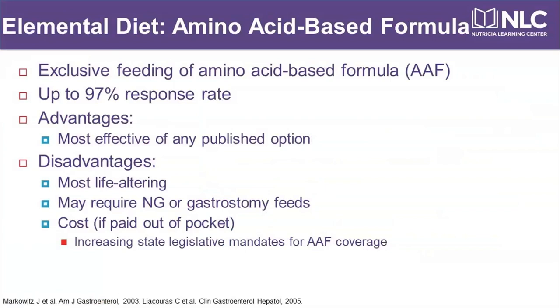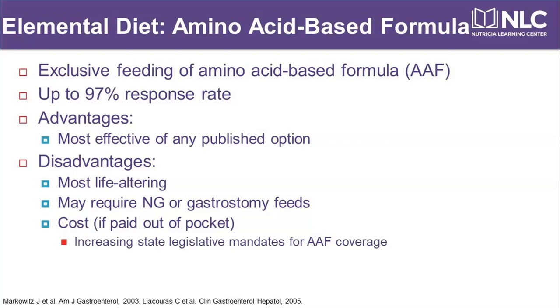And in pediatric trials that we did dating back almost 15 years ago or more, we showed up to 97% of patients responded to this diet when they did it, which far and away is the most effective option out there. But the disadvantages are that it is the most life-altering. It's not uncommon for patients to need a nasogastric tube or a surgical gastrostomy tube to be placed in order to get enough of the calories in.